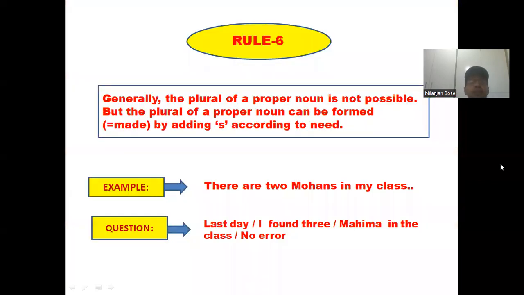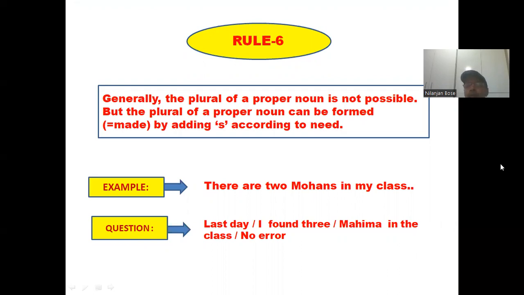Rule number 6. Generally, the plural of a proper noun is not possible. When we talk about the proper noun, there is a general concept that you cannot change it by adding s, and you cannot make the plural of that proper noun by adding s, right? But this particular rule is saying that yes, it is possible to make it plural by adding s. If you go through the example, you can see that it is already written over here.